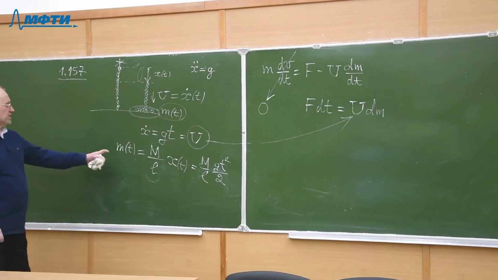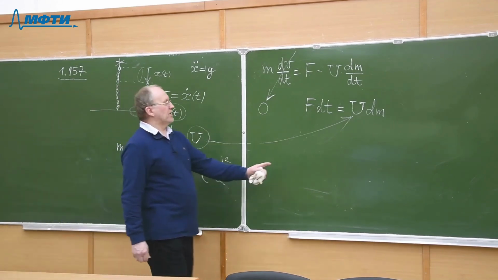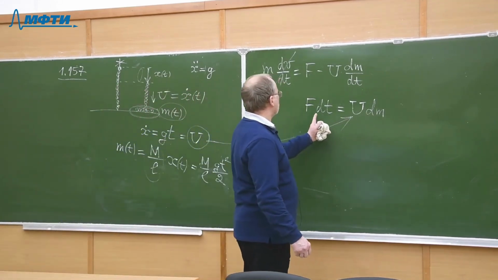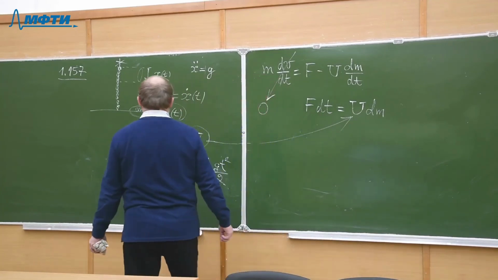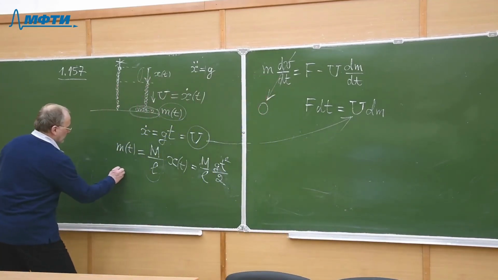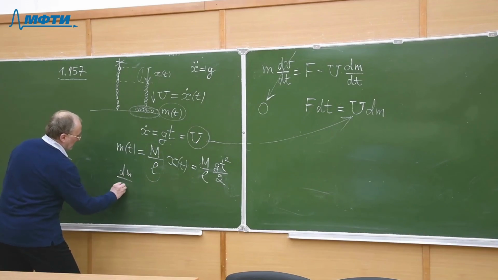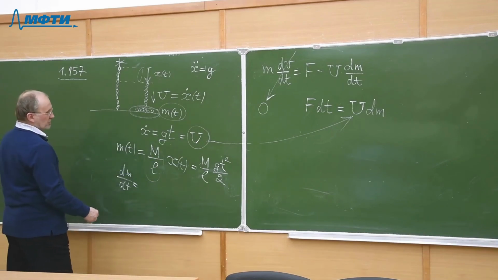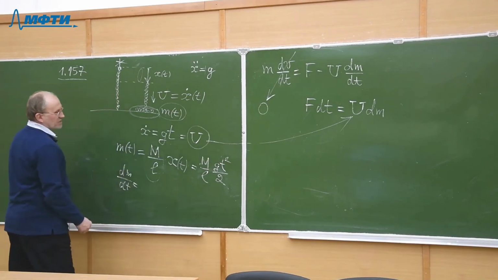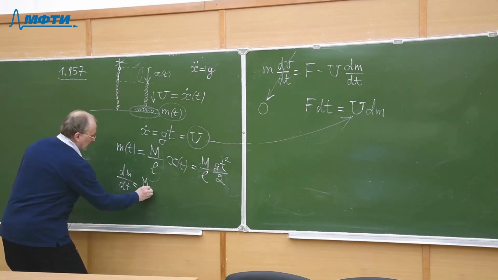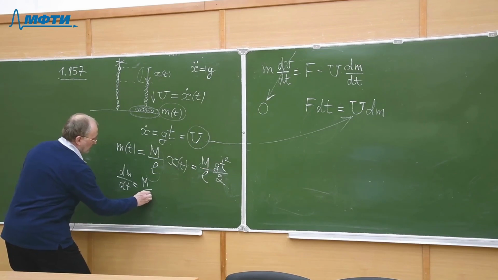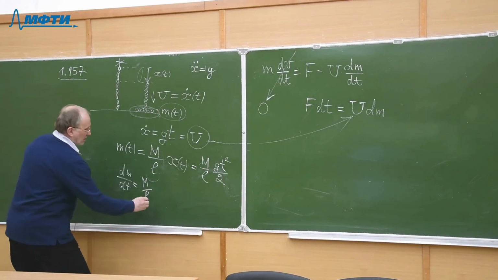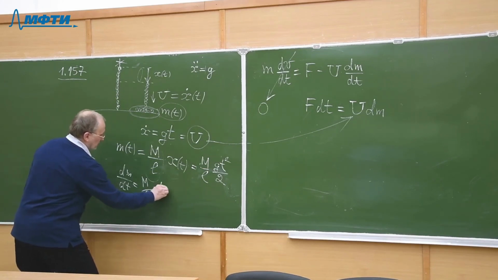We don't need the mass. In this equation, we need dm divided by dt. That is, we need to calculate dm dt, and it's very simple to calculate it. It's very easy to differentiate it with respect to t. It will be capital M, the mass of the chain, divided by its length, gt.